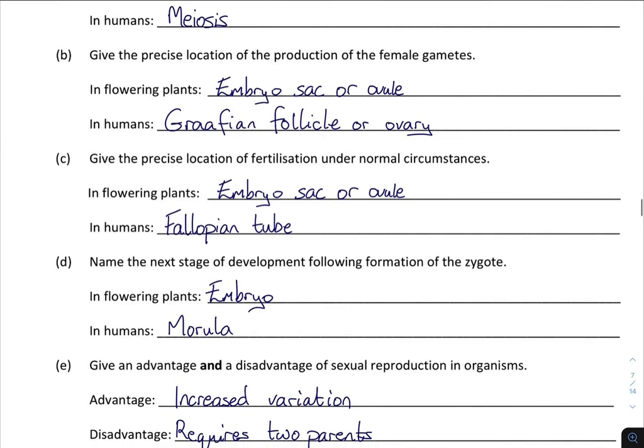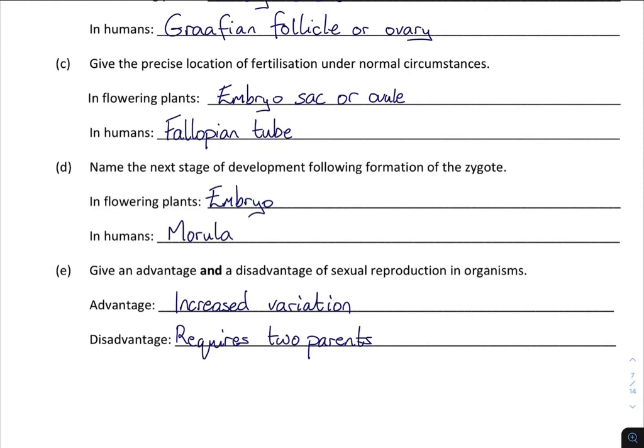Name the next stage of development following the formation of a zygote. So you have your zygote, and the next step for flowering plants is the embryo. That's really as far as you get for plants: embryo and then the plant. For humans though, it's a bit more complicated. You've got the zygote, the morula, the blastocyst, and then your fetus and baby and so forth. An advantage and disadvantage of sexual reproduction.